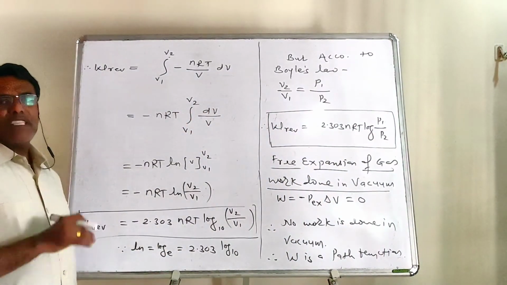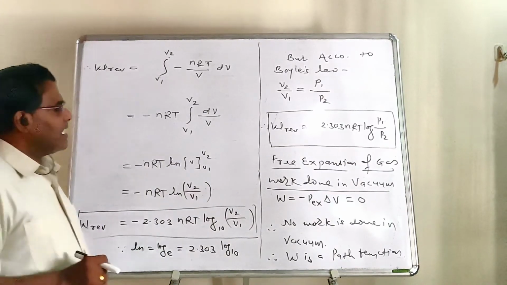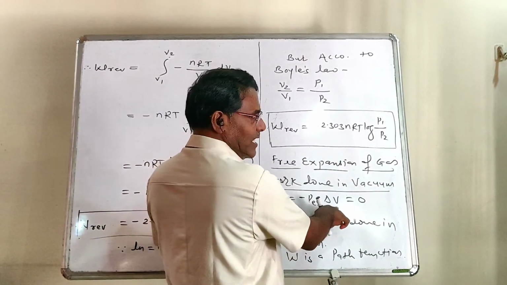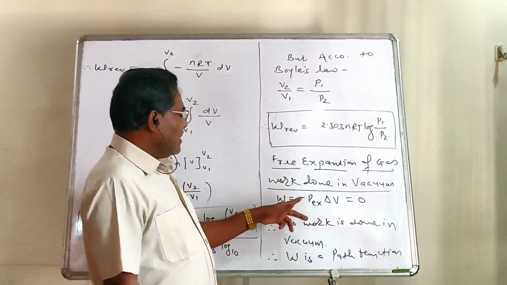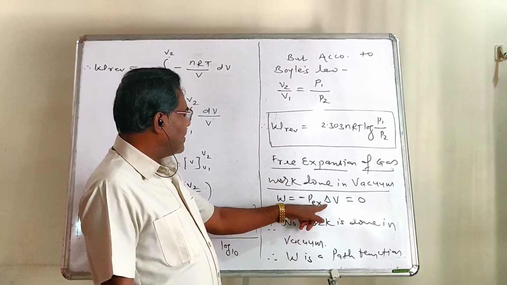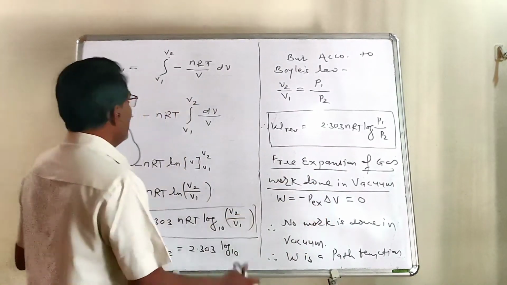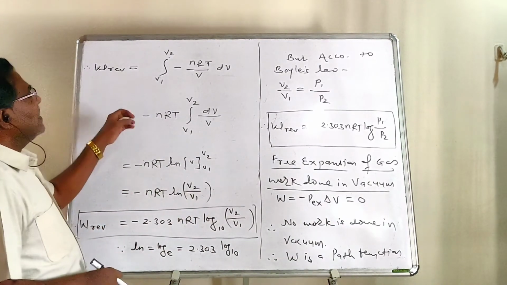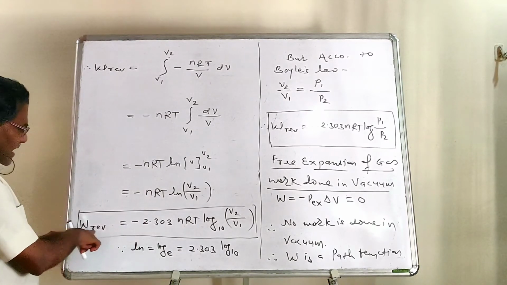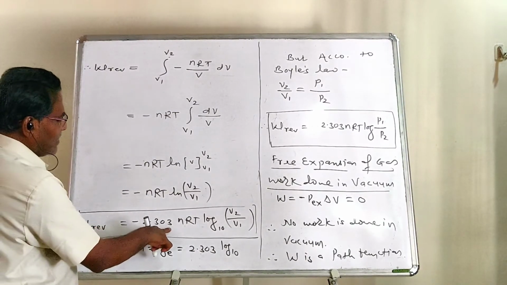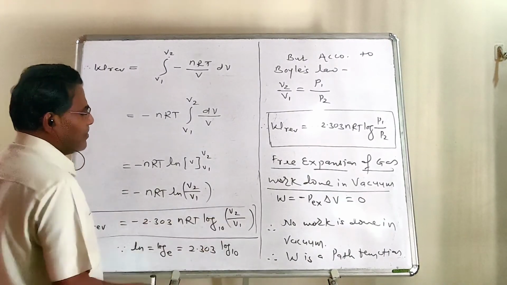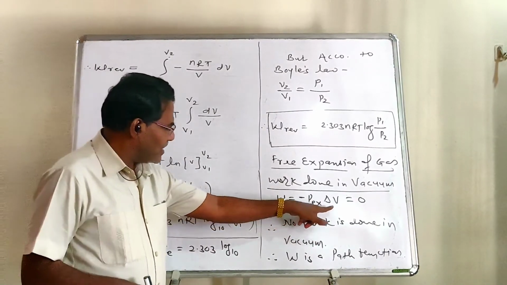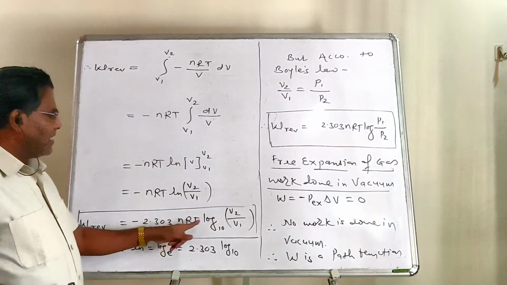And why it is path function? हमें पता है वर्क डन इन इरिवर्सिबल प्रोसेस एक्सप्रेशन होता है माइनस पी एक्सटर्नल इंटू डेल्टा वी. इरिवर्सिबल प्रोसेस में जो भी वर्क डन होगा, that will depend upon delta V. वही चेंज V1 V2 वैल्यू ऑफ डेल्टा वी वही रखेंगे, लेकिन अगर वो चेंज रिवर्सिबल मैनर से कैरी करेंगे तो उसके लिए एक्सप्रेशन आएगा -2.303 nRT log V2 by V1. It is different than that for irreversible process. Irreversible process के लिए अलग एक्सप्रेशन, रिवर्सिबल के लिए अलग.